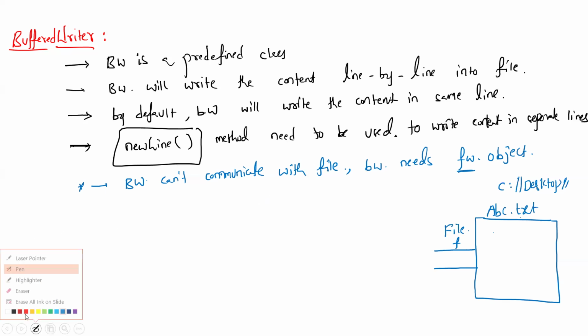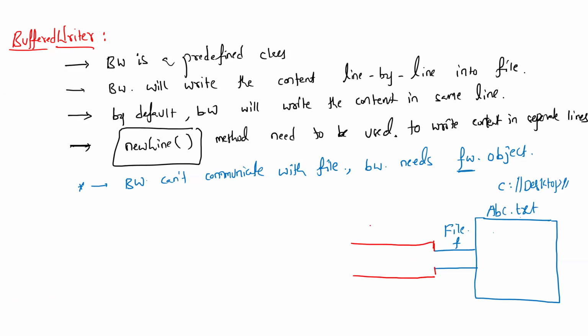And by using this file, there is one more predefined class called file writer. File writer object, FW. File writer can use the file object to communicate with a file, or file writer can communicate directly also with a file.